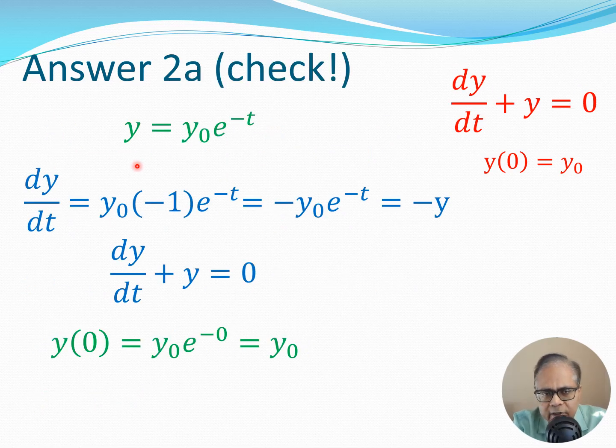Let's take a look at the solution here. We can check it out by putting it in the differential equation. So dy by dt is given as follows here. There is a negative sign, and so you end up with negative y. So dy by dt plus y is 0. Also we see that y(0) is satisfying y subscript 0. So the differential equation is satisfied by the solution, as well as the initial condition.